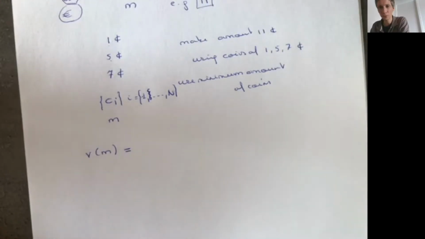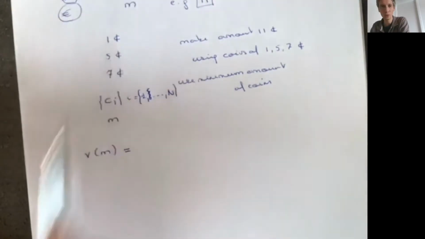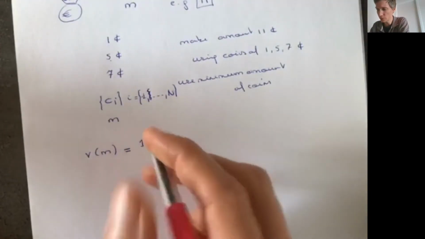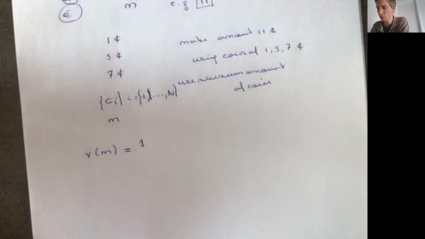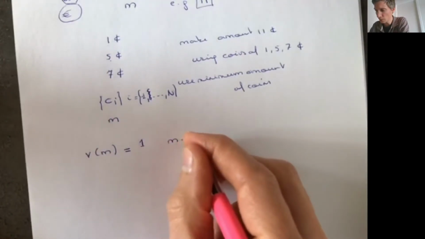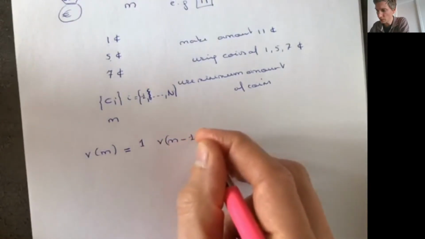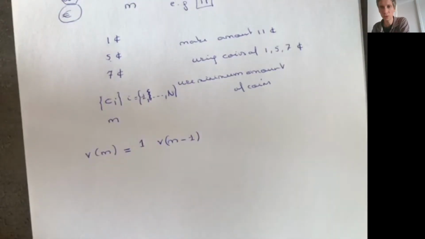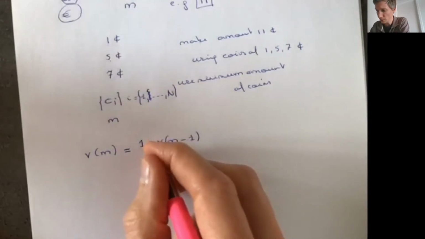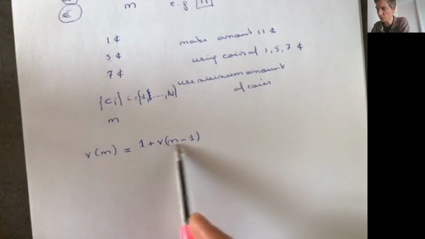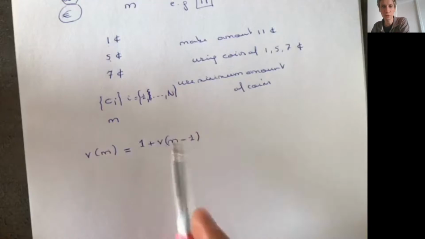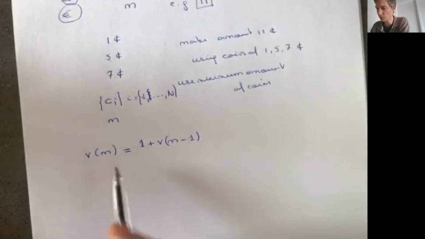Well, the first small step could be to use a 1 cent coin. If I use a 1 cent, then I use one coin, and then I have to return an amount M minus 1, because I already paid with the 1 cent. And what's the least number of coins that I can use in order to repay M minus 1? Well, this is equal to V of M minus 1. So if I use the 1 cent, then my total number of coins is 1 plus V of M minus 1. And this is already efficient because I assume that I already solved the problem for lower amounts.